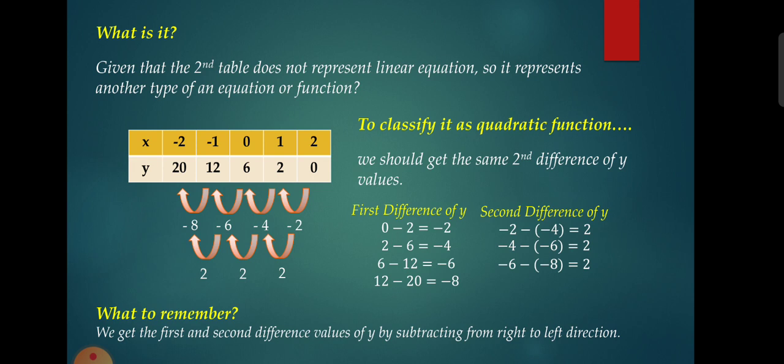Pareha gid dapat. If not, then makakonclude ta nga ang kanang table of values, if this is a parehong second difference of y, therefore the table of values is not linear nor quadratic. So butanan mo niya not quadratic or no. So possibly it represents another form of equation, if not linear or quadratic. So what to remember, we get the first and second difference values of y by subtracting from right to left direction.